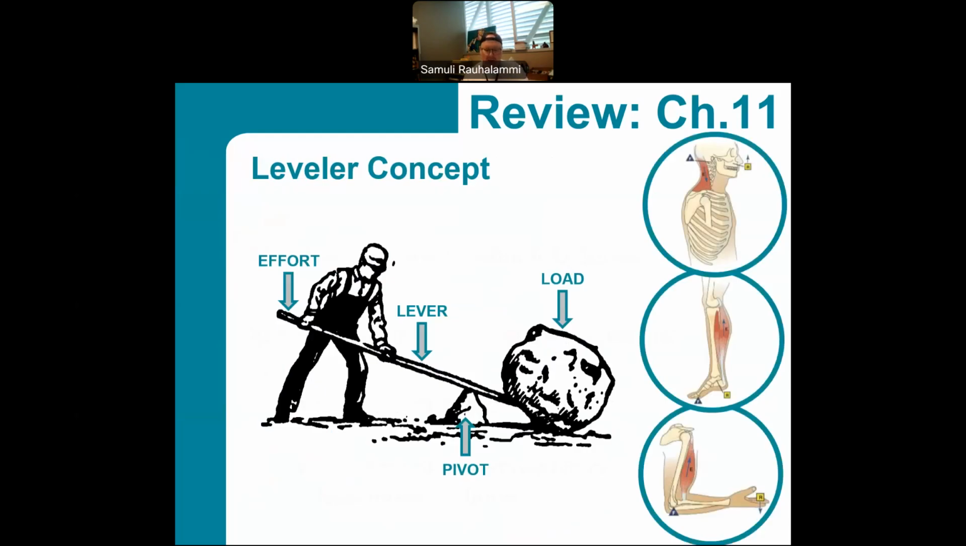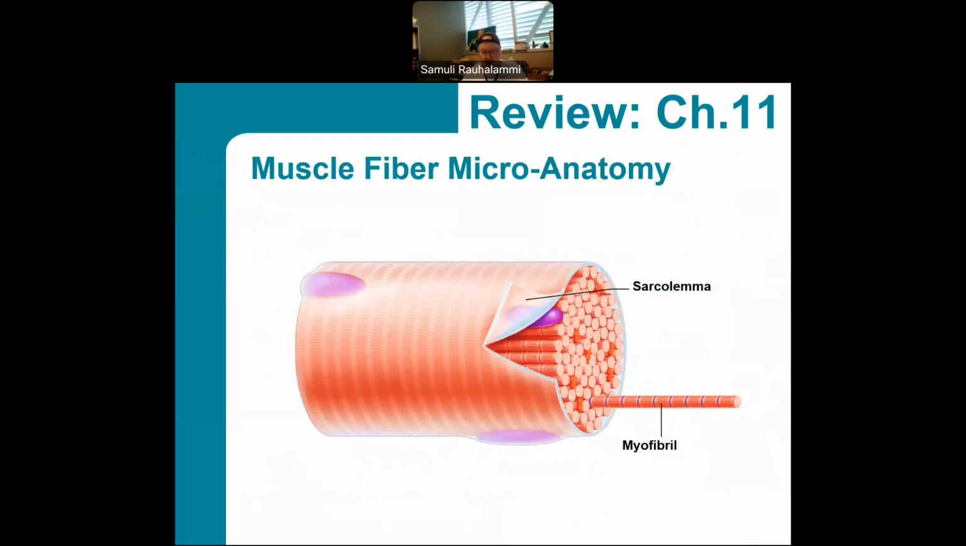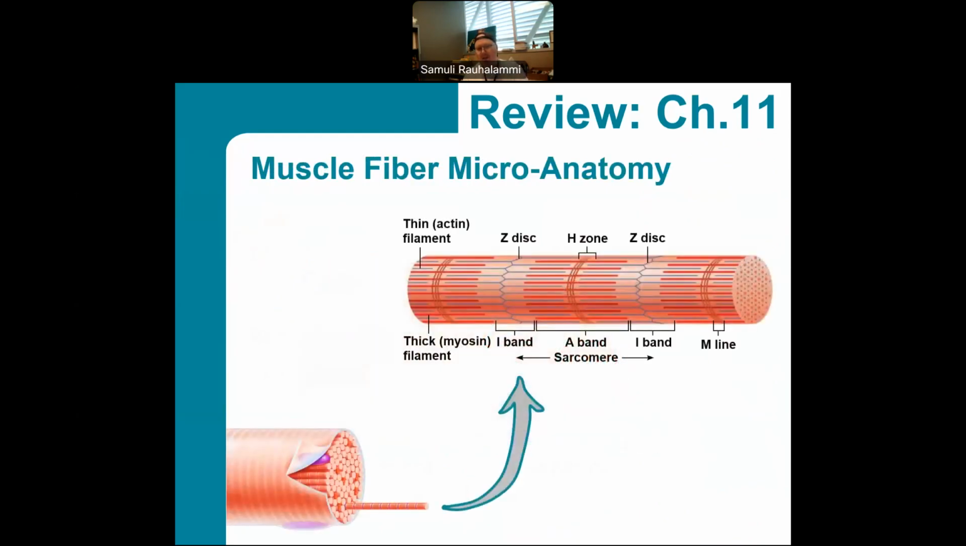Let's have a look at a little bit of the microanatomy of the muscles. Here we're seeing that skeletal muscle fibers are these long cylindrical cells that contain multiple nuclei, and we will zoom in and study their structures. So what we're seeing here is one sarcomere. This is the plasma membrane of the muscle fibers, enclosing them, having sarcoplasm, the cytoplasm of the muscle.